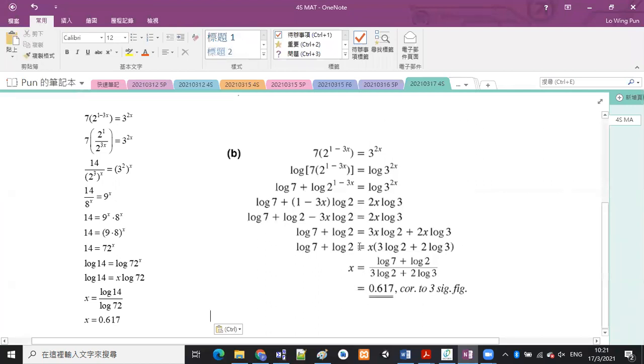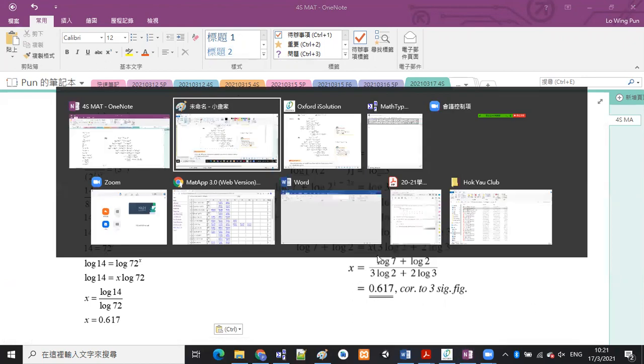Now, I would like you to try to do the instant drill number 12. Instant drill number 12. So I give you 4 minutes this time.